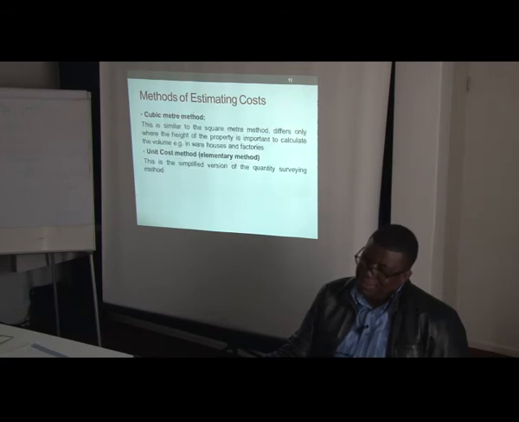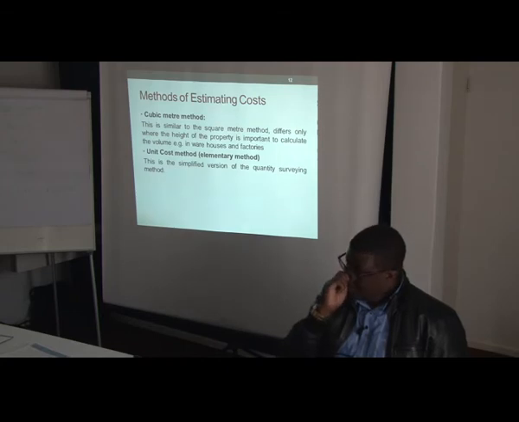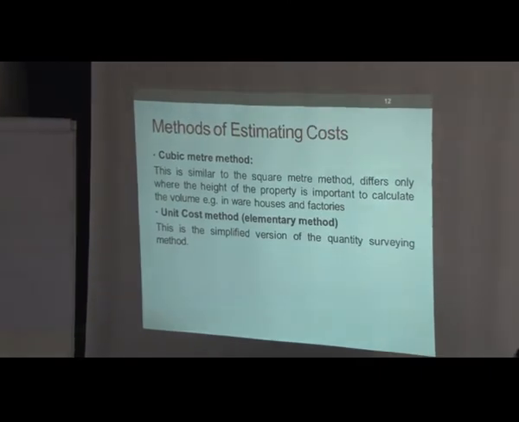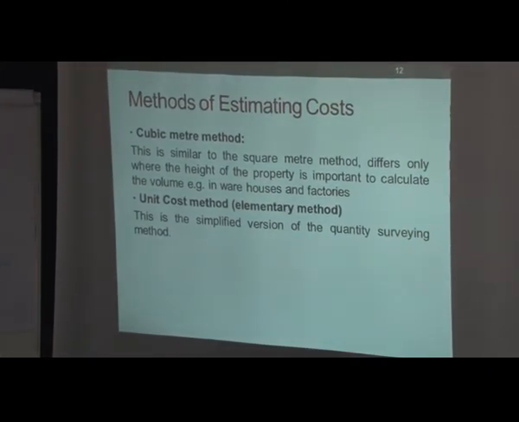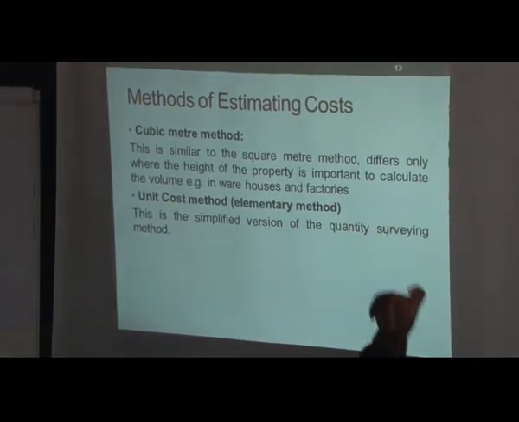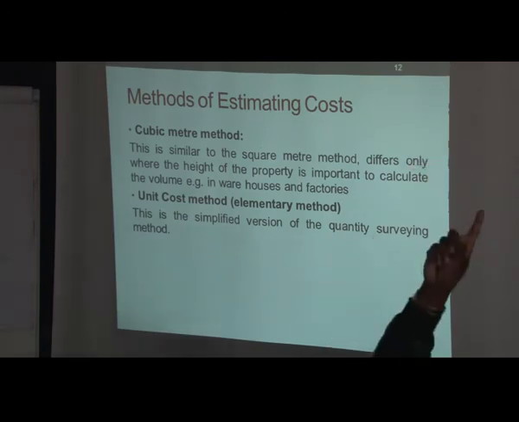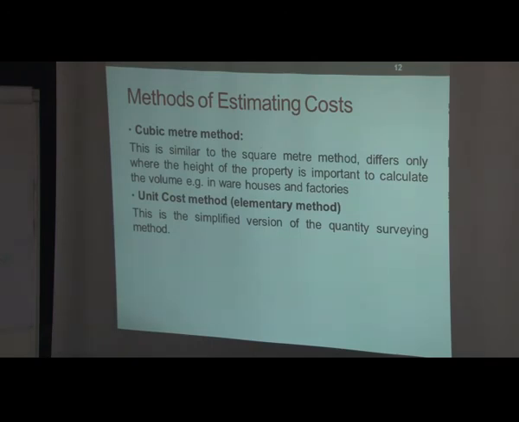Precisely. The other method is the cubic method. The cubic method is just close to the square meter method. However, this one becomes important where the height of the building is important. If the height of the building is a factor, like in warehouses, then you need to calculate the volume, which is L times B times H, height. And then you get the per cubic meter method.